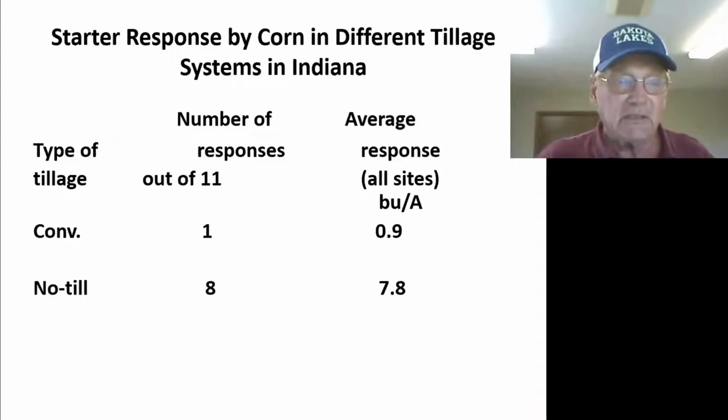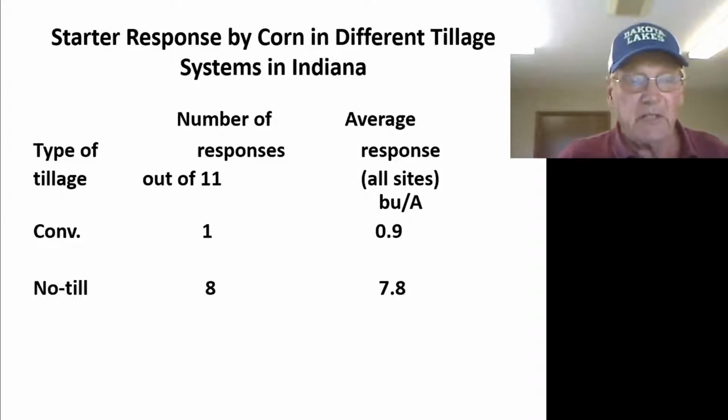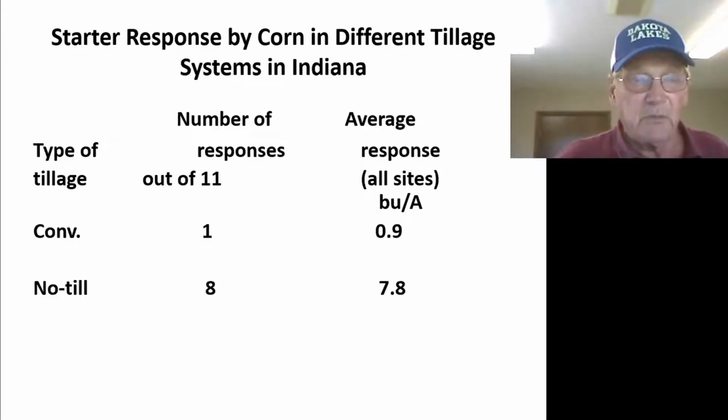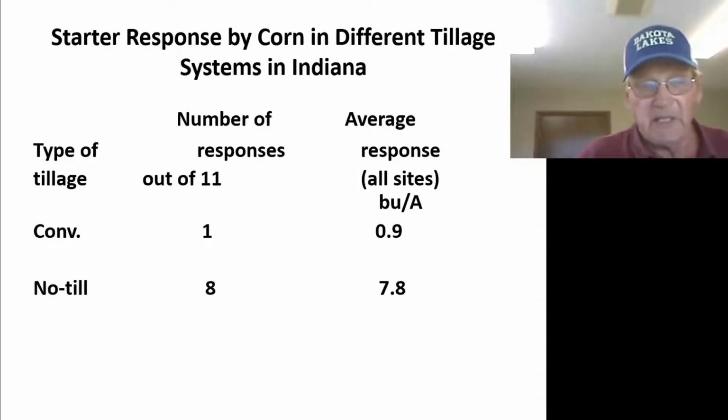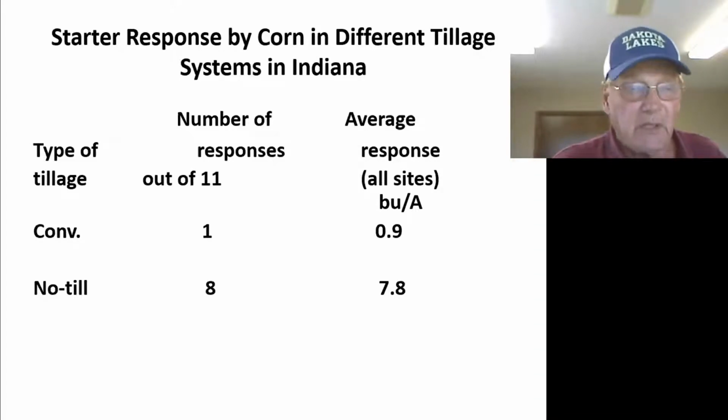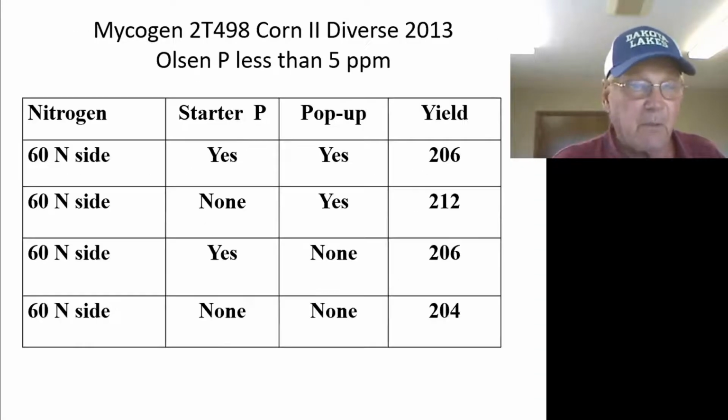11 no-till studies and 11 conventional till studies. Only one conventional till corn crop responded to starter fertilizer, whereas 8 out of 11 of the no-till ones did. And there are some nutrient cycling reasons for that, and some reasons associated with the cooler soils maybe, but it's really a nutrient cycling thing.